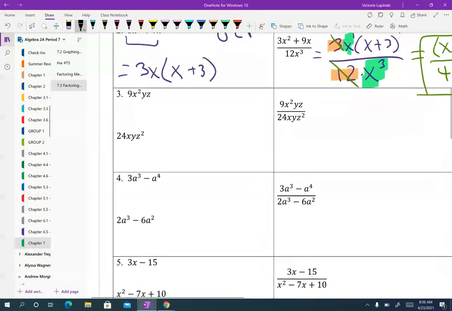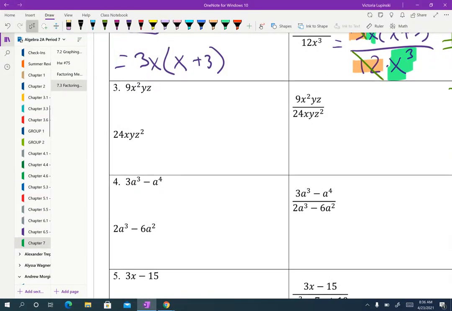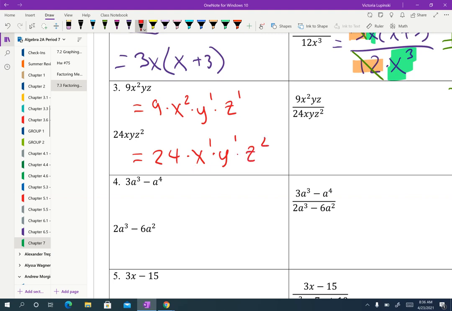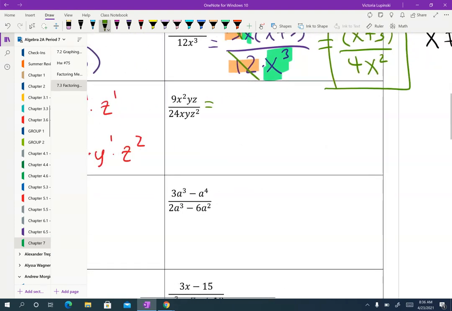So how about here in number 3? So in number 3, the truth is there really isn't anything to factor. All I really wanted to point out here is that this is really 9 times x squared times y to the first times z to the first. So you can kind of think of each of those values as their own separate quantity. Same thing with 24 times x to the first times y to the first times z squared. So again, I just really want to point out here that you can go ahead and reduce each value one at a time. So over here on the right, again, really nothing to rewrite.